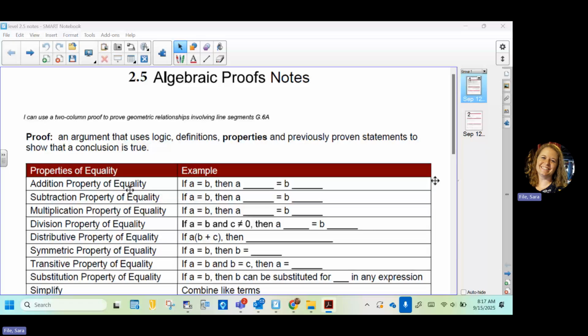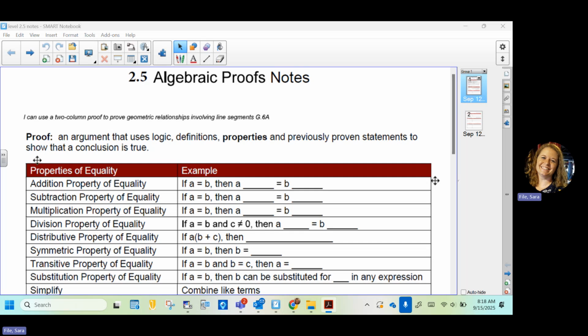This is 2.5, algebraic proofs. Okay, so proofs are a new concept for y'all. We're starting with algebraic because y'all are more familiar with your algebra rules than your geometry so far, because geometry is still new to y'all. So we're going to start the concept of proofs using algebra.